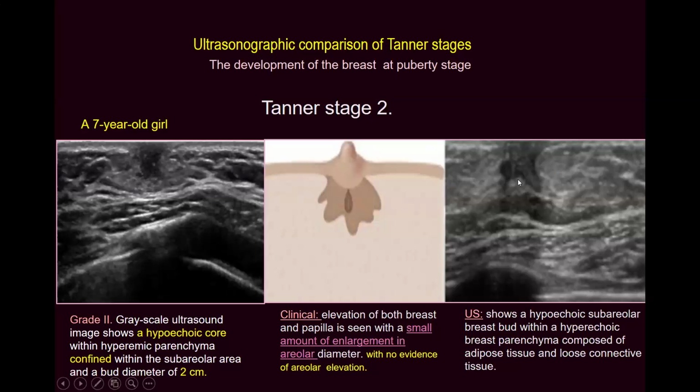So now we start to see a hypoechoic core within the ill-defined hyperechogenicity, but it is supposed to be just underneath the areola. Look here, what we will see just behind the areola. And clinically, we have an elevated nipple or papilla and slightly prominent breast tissue. You can palpate a small lump, but it is confined to the nipple areolar complex, and there is no evidence of areolar elevation. Okay, so you will see on ultrasound just a hypoechoic nodule or area at the core or at the center of the ill-defined hyperechoic area, both not exceeding 2 centimeters.